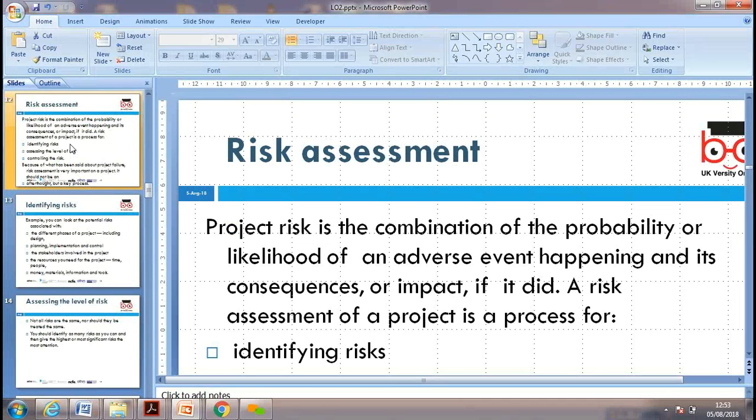Then the next area we are looking at is risk management. Last lesson we discussed risk assessment a little bit. Risk assessment or risk management is the combination of the probability, the likelihood of adverse events happening, and its consequences, the impact if it did. A risk assessment process is very, very crucial, either in our project or in our daily life.